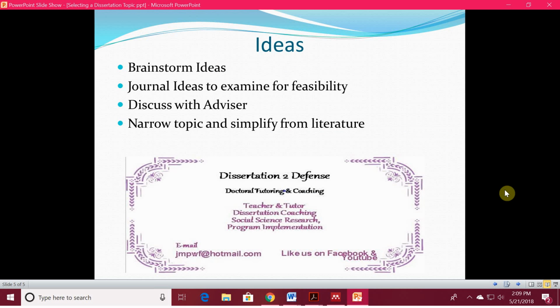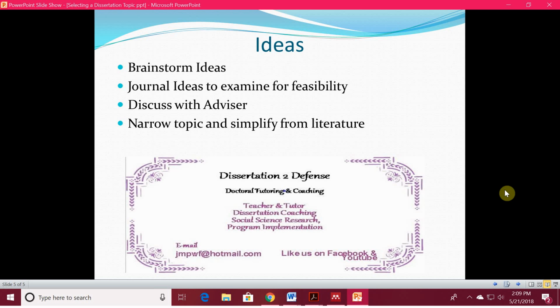And then finally, when it comes down to your ideas, the first thing you're going to want to do is brainstorm your ideas. They don't have to be just your ideas. You can get committee members, faculty, family, friends, coworkers, all to help you brainstorm ideas. I would write these ideas down and journal them. That way, when you're ready to determine what topic you want to research and go with, you can examine each of these ideas for feasibility and weigh the pros and the cons.